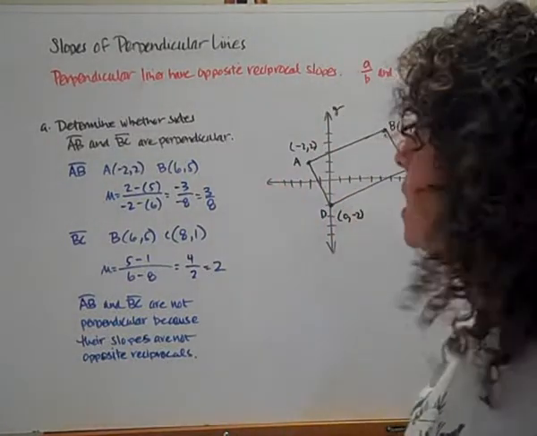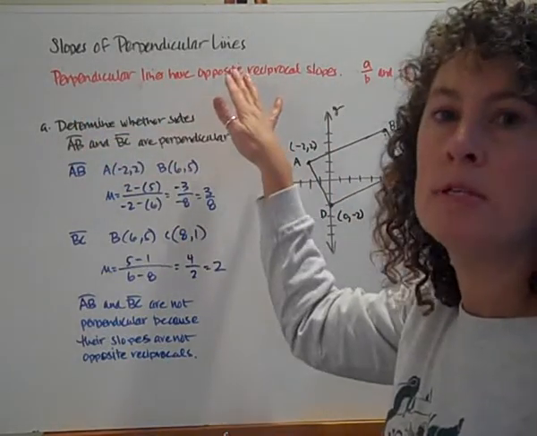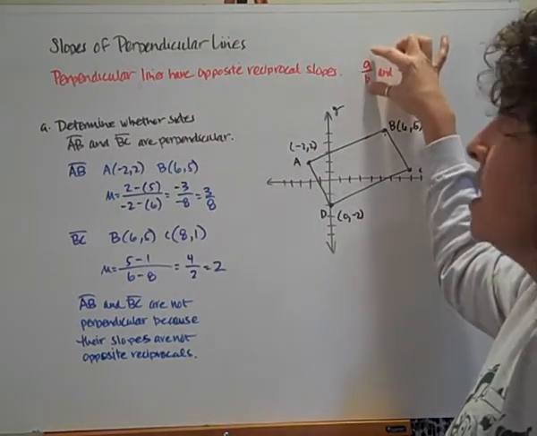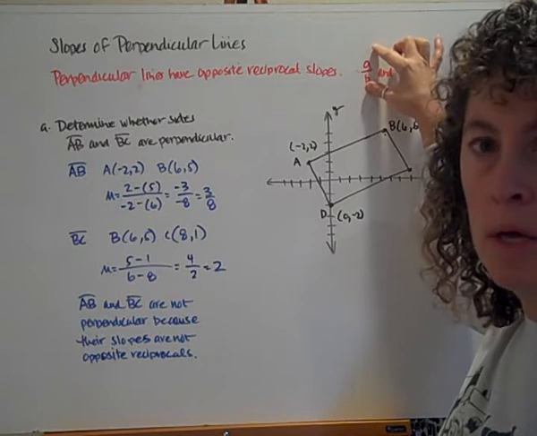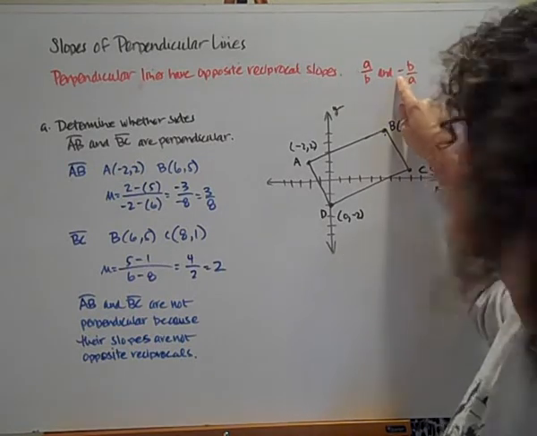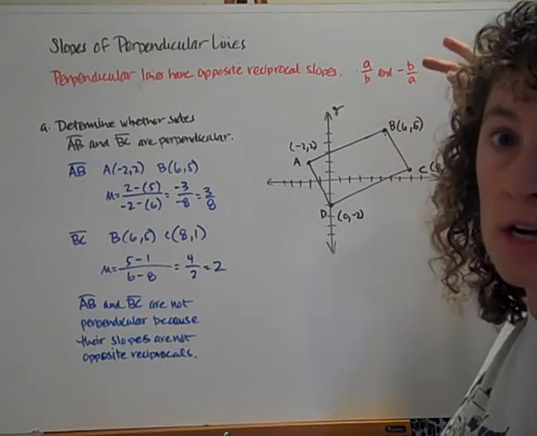Slopes of perpendicular lines. Now, perpendicular lines have opposite reciprocal slopes. So what does that mean? If I have one slope that is a over b, a perpendicular slope would be the opposite, so it's going to be a negative, and reciprocal. I'm going to flip that fraction over.